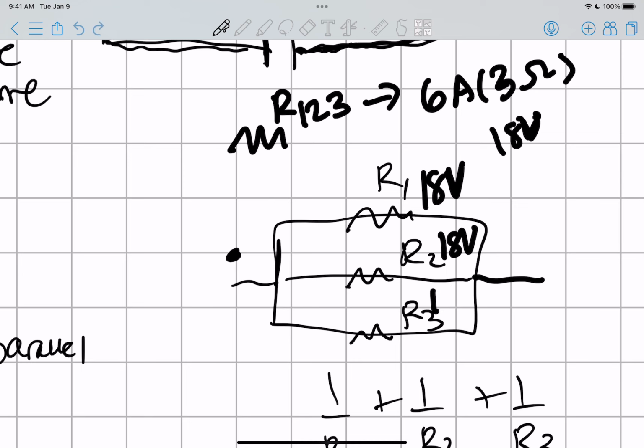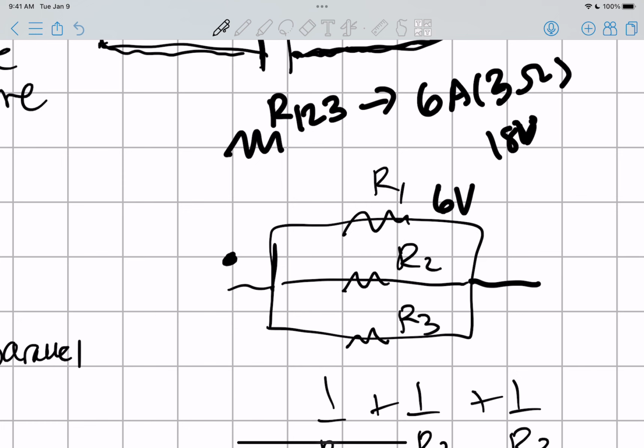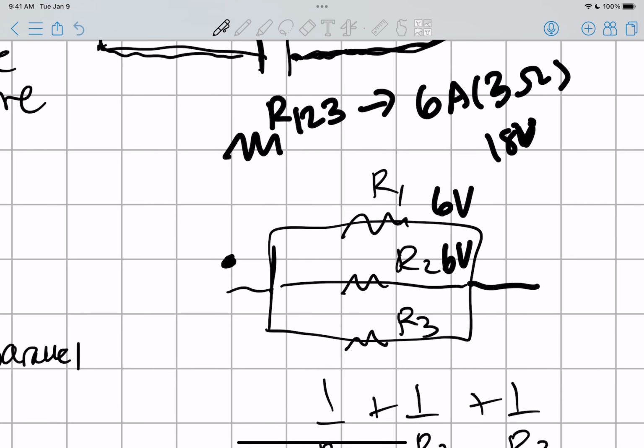After simplifying the resistors, let's say we figured out that the combined resistor had a voltage drop of 18 volts. It's not like this resistor had 6 volts and this one had 6 volts. Let me use different values: say this one had 5 volts, and then this one had 7 volts. 6 plus 5 plus 7 would give you 18, but the voltage drop is not being split between these resistors. Rather, every single one has that same voltage drop of 18 volts.